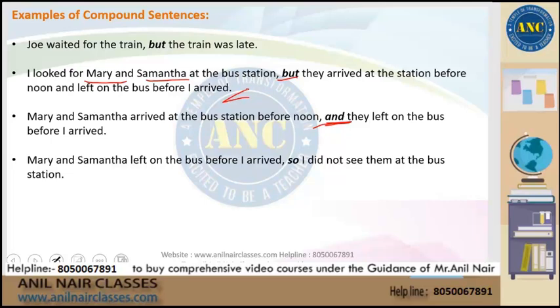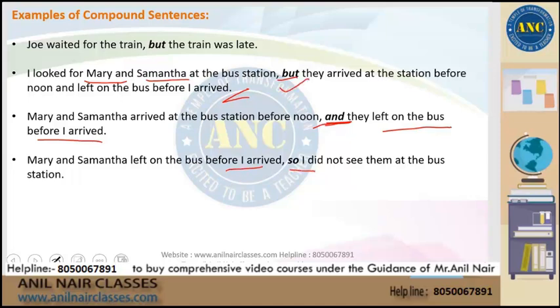So what are you trying to say? What is the other statement by itself? Mary and Samantha left on the bus before I arrived. So those two statements you are joining with and. Mary and Samantha left on the bus before I arrived, so I did not see them.